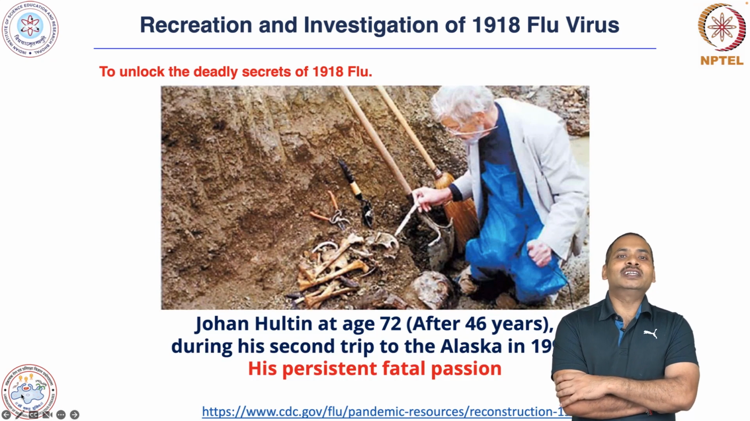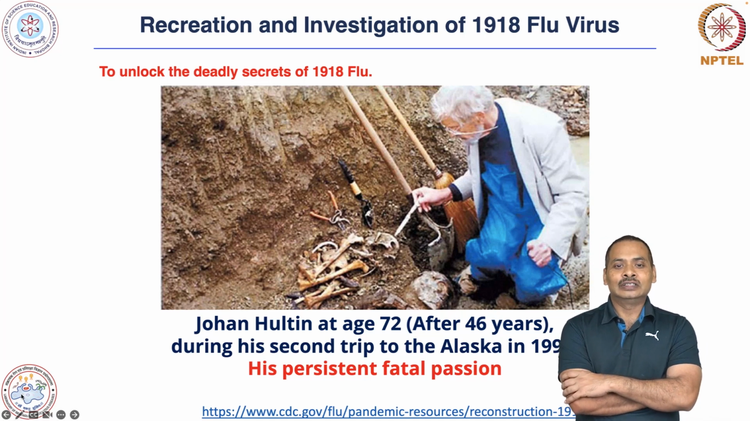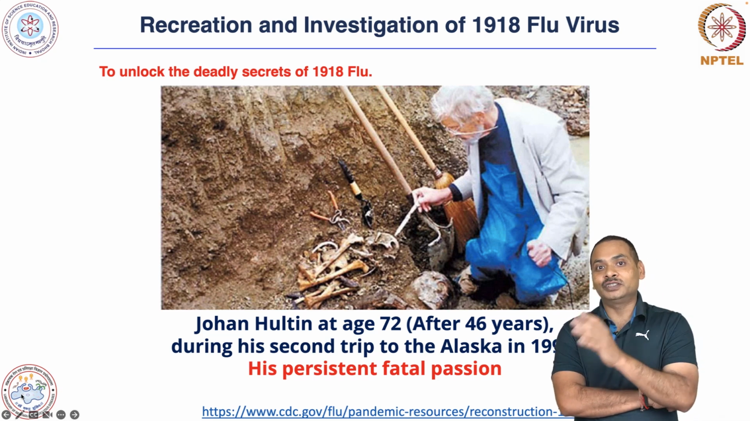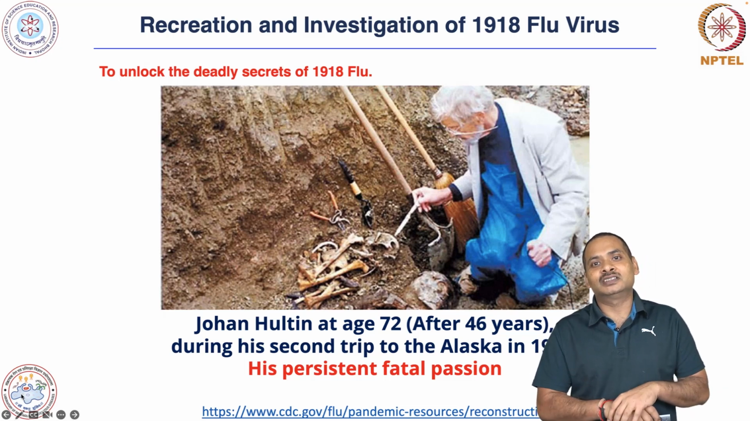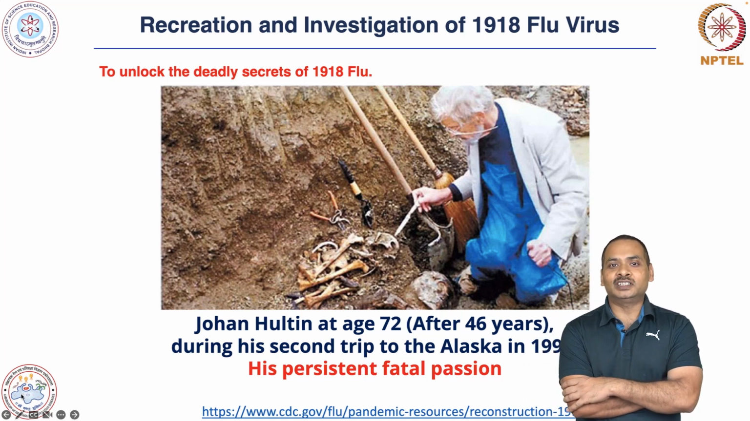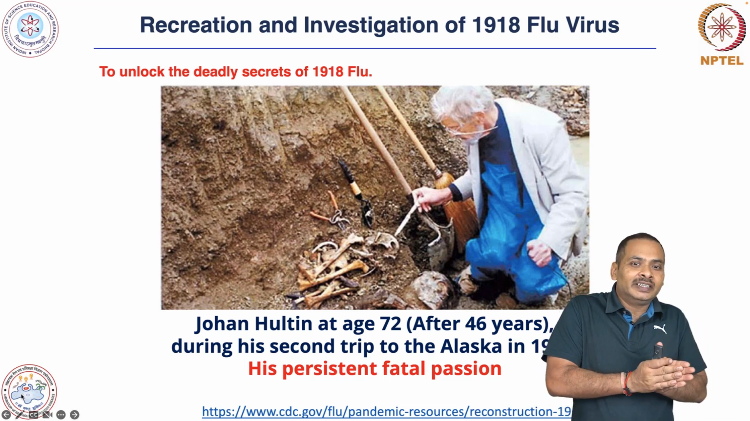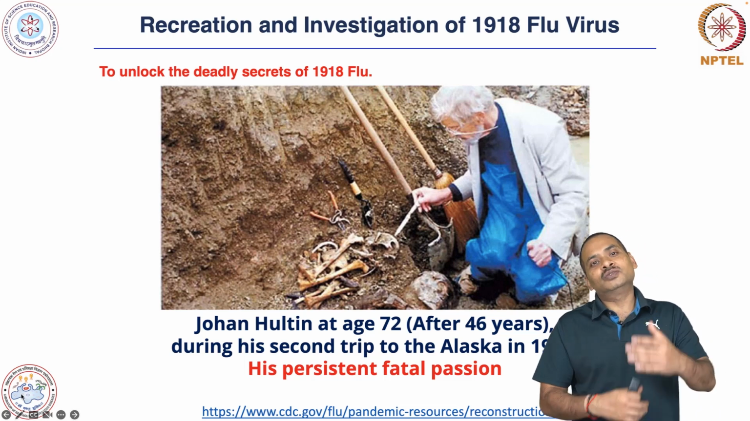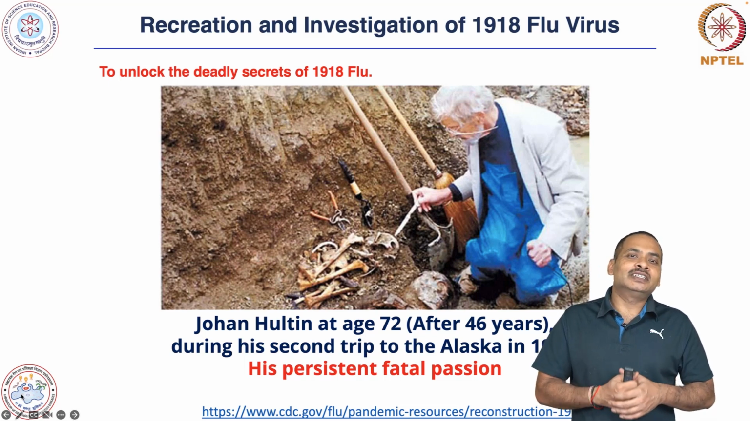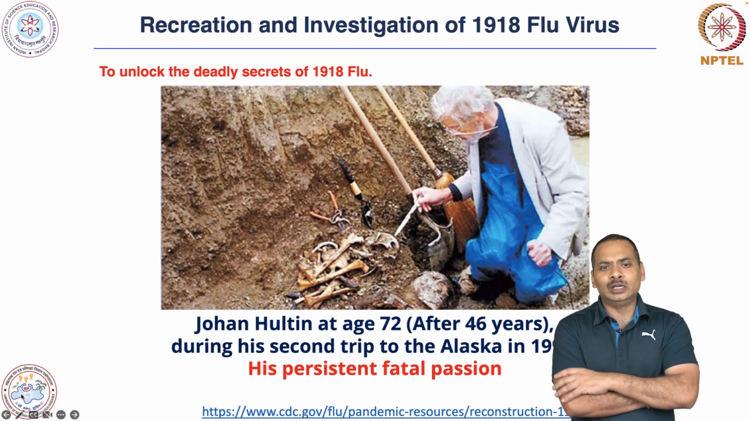Hulton was not successful at that time, but John Hulton went to that site again at the age of 72, from 25 to 72. He was very persistent. His persistent fatal passion took him again to the site, and he tried again, because in those 46 years the technology was quite well developed. But unfortunately he was again not able to isolate the virus, but he could help others.